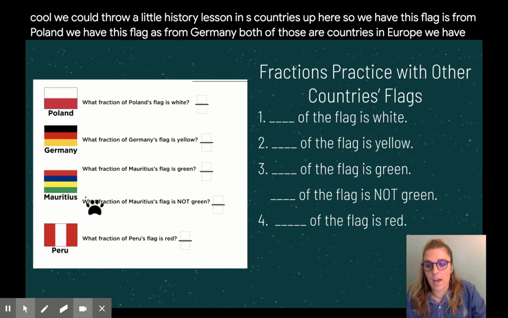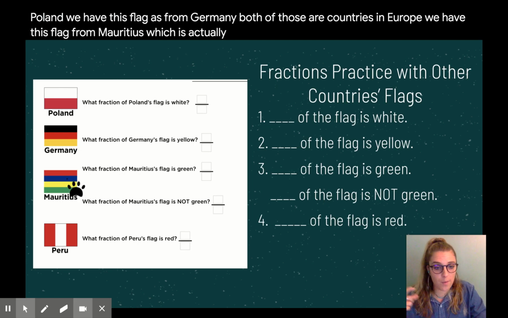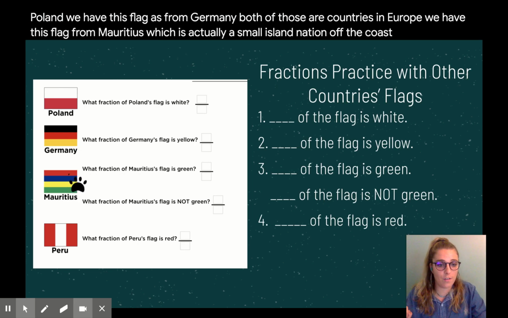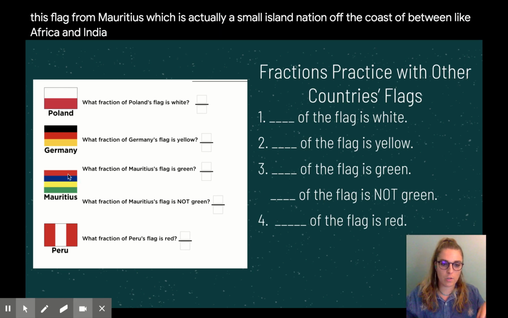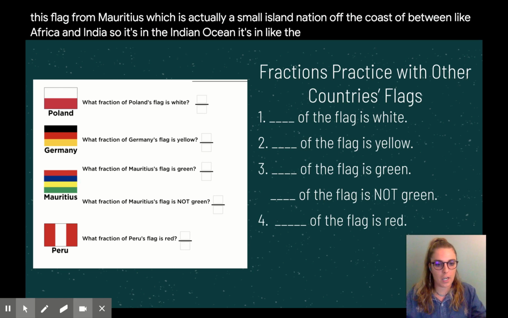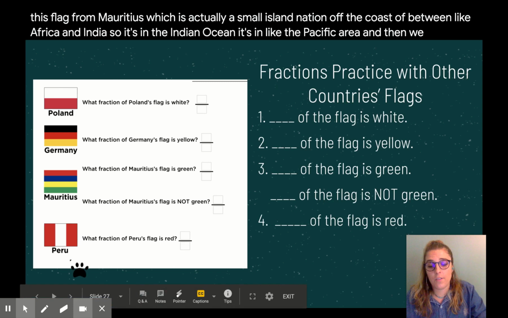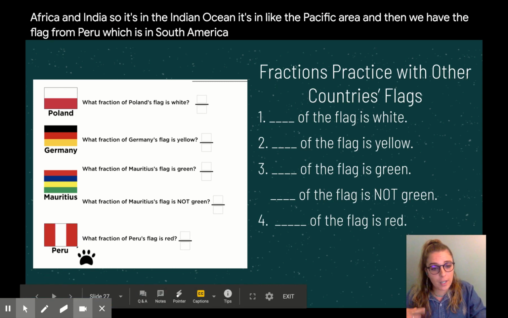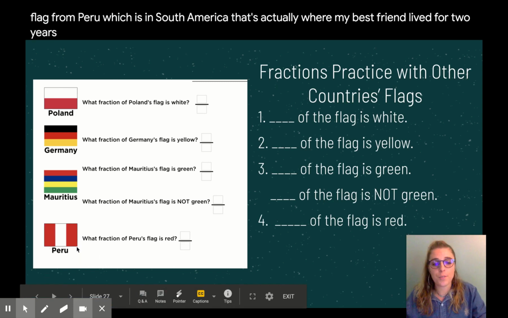We have this flag from Mauritius, which is actually a small island nation off the coast of, it's between Africa and India. So it's in the Indian Ocean. And then we have the flag from Peru, which is in South America. It's actually where my best friend lived for 2 years.